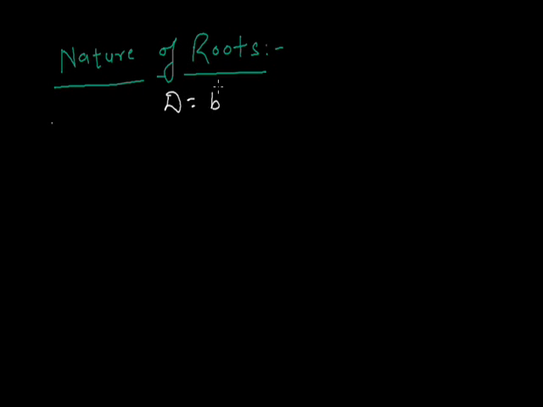Today we are going to discuss the nature of the roots. Nature of roots depends on the discriminant, that is D equal to b square minus 4ac. Here either D equal to 0 or the value of D not equal to 0.